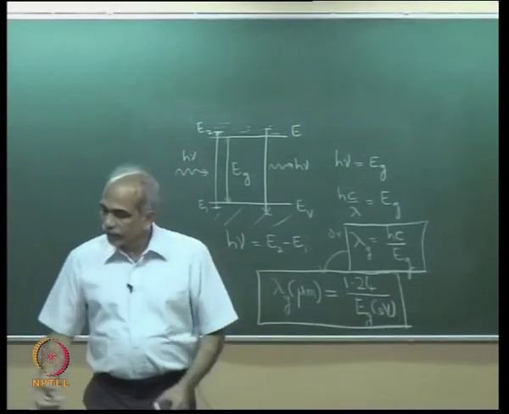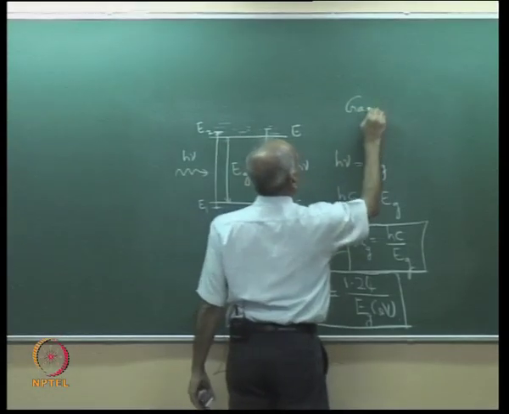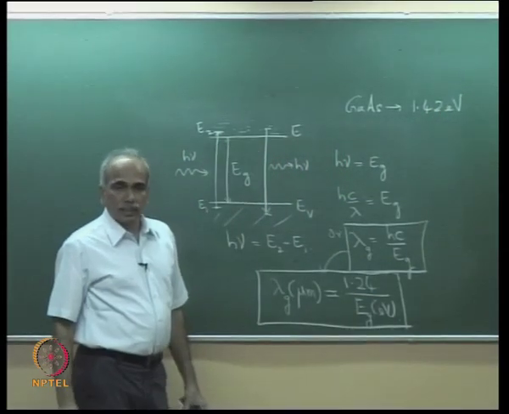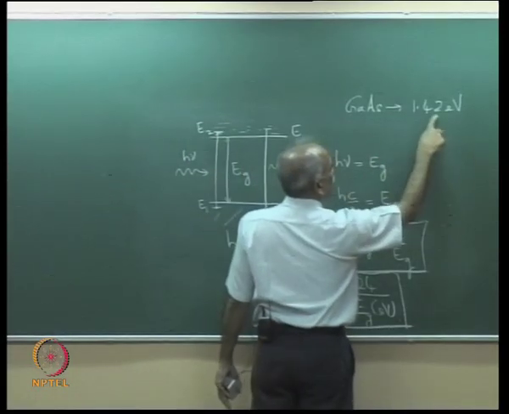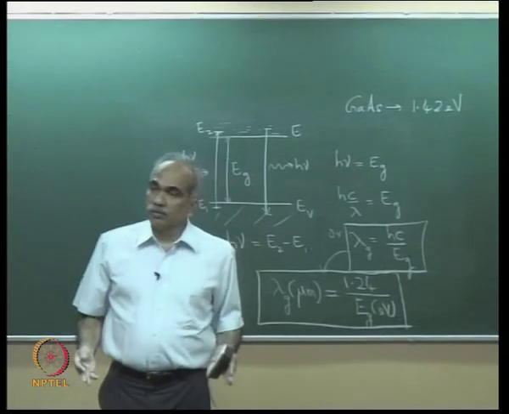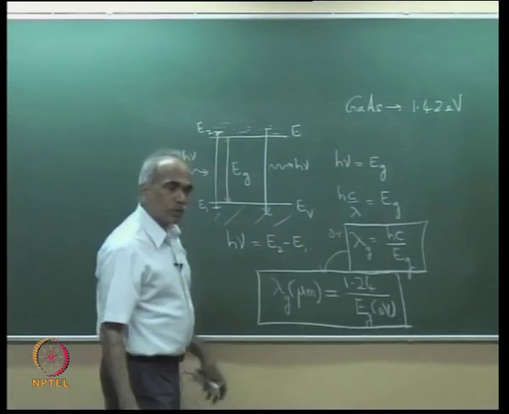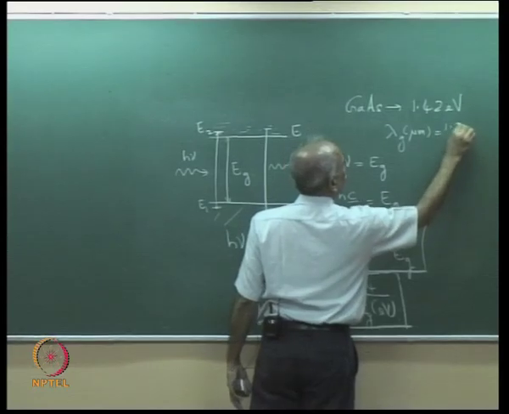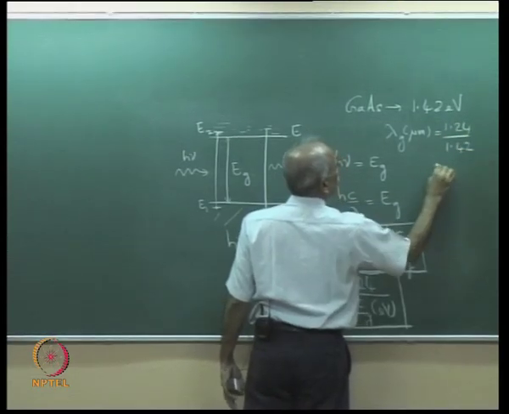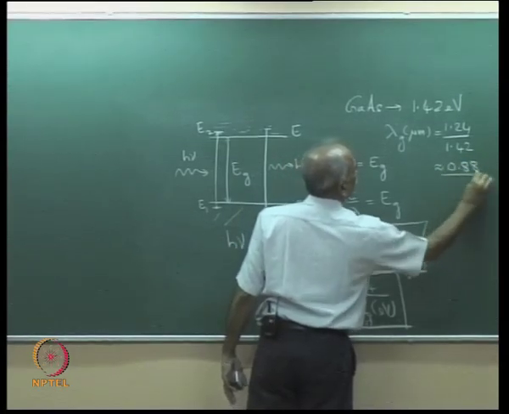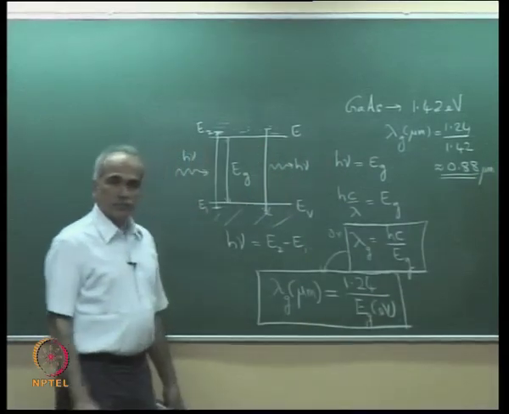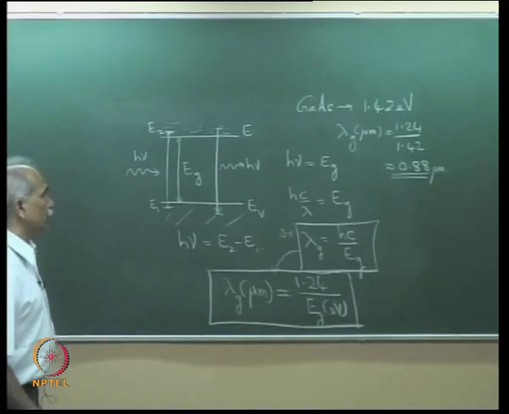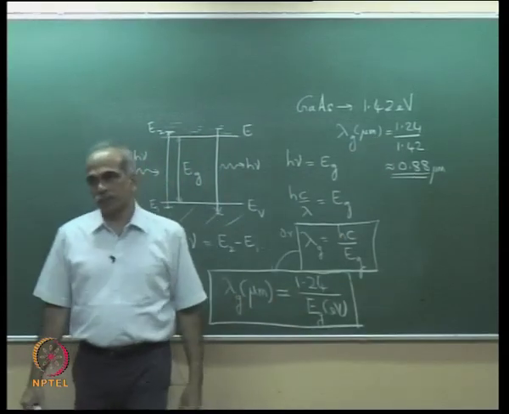If I give you a material, say gallium arsenide, which has a band gap equal to 1.42 eV, what is lambda g? The band gap wavelength is the smallest energy photon that can be absorbed, but in practice we handle sources by wavelength. We normally don't talk in terms of energy but in terms of wavelength, and therefore lambda g in micrometers is equal to 1.24 divided by 1.42, which is approximately 0.88 micrometer. So a quick estimate is given by this formula.